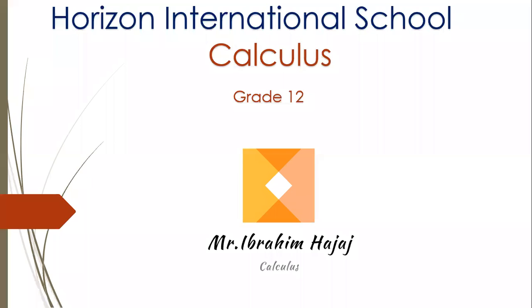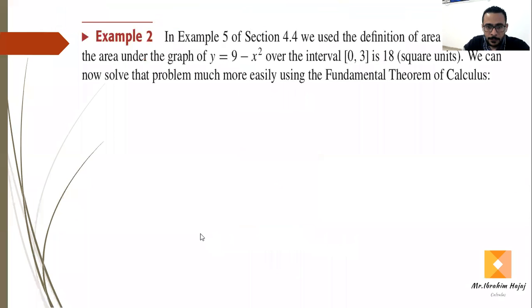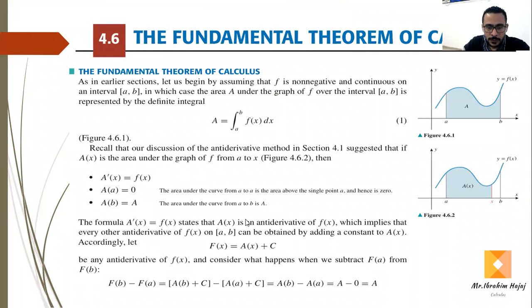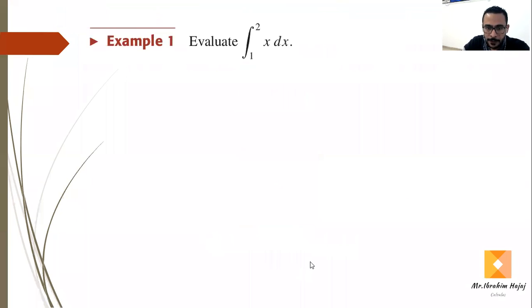We have now the fundamental theorem of calculus. In the fundamental theorem of calculus, we have three parts. The first part is here, and this one is talking about this whole: the definite integral from a to b of f of x dx equals F uppercase of b minus F of a.